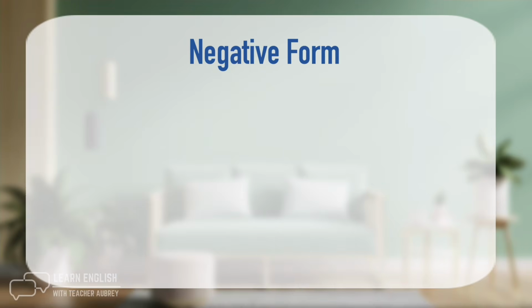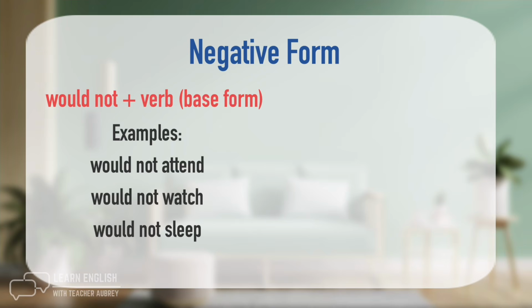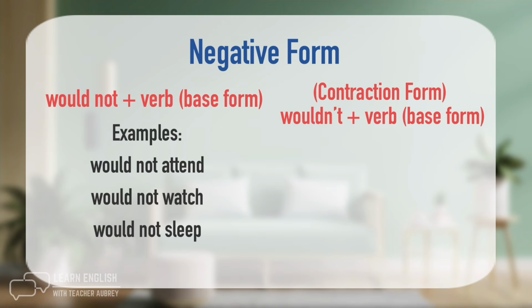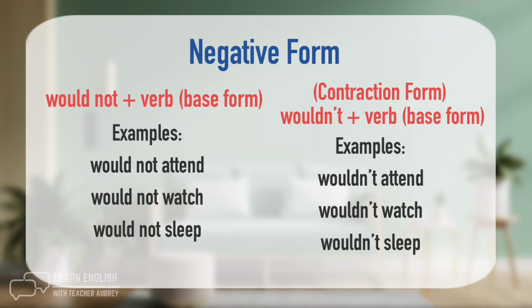To have the negative form of the modal verb would, we just have to add the word not after would. It will be would not plus the verb in its base form. Examples: would not attend, would not watch, would not sleep. Also, we can have the contraction form or the shortened form of the words would and not. It will be wouldn't plus the verb in its base form. Examples: wouldn't attend, wouldn't watch, and wouldn't sleep.